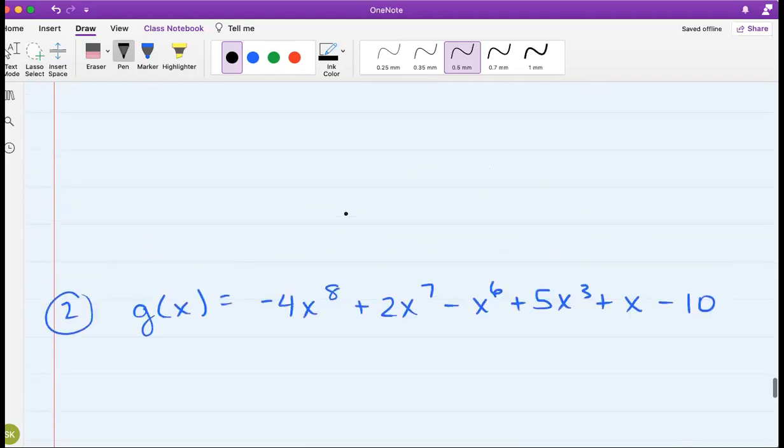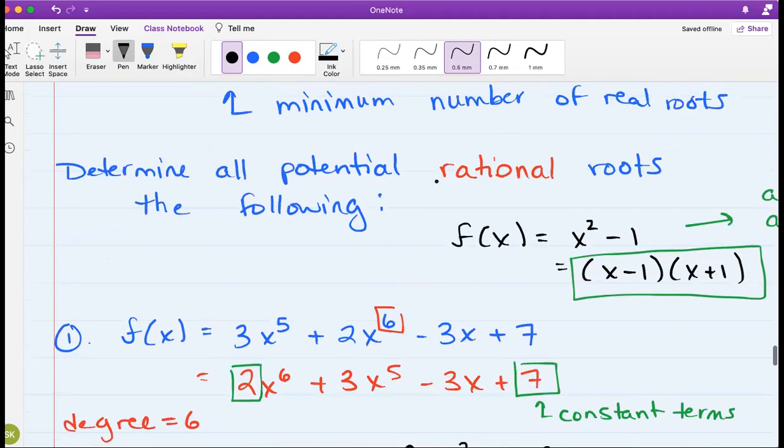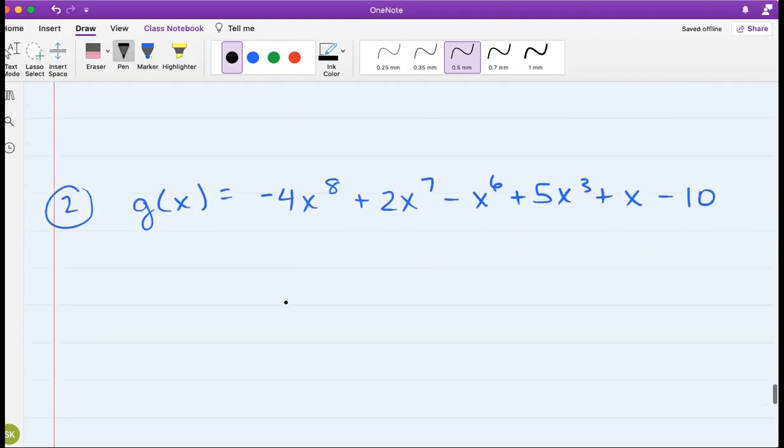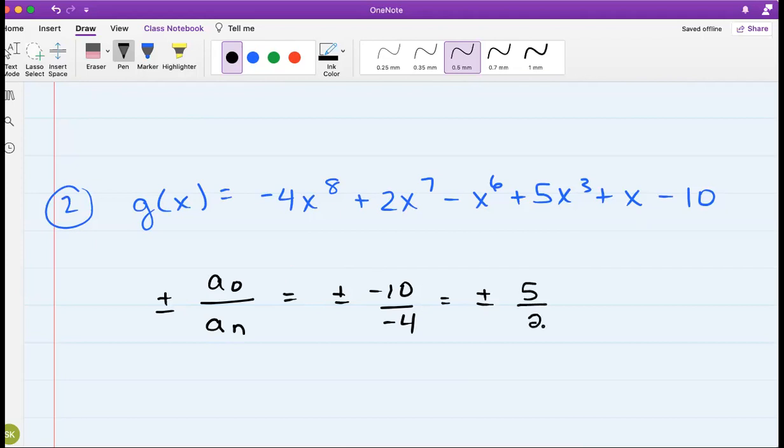What we want to do, let's remember what we're trying to find. We're trying to find all potential rational roots. So if we wanted to factor this, we want to know what the factors could be. So what we're going to do is take a sub 0 and divide it by a sub n and put a plus minus here. So this is equal to plus minus negative 10 over negative 4, which is plus minus. Both of these are divisible by 2. And this plus minus kind of cancels these out. You don't have to worry about that sign.